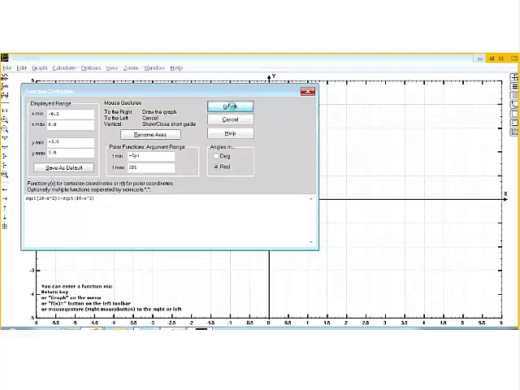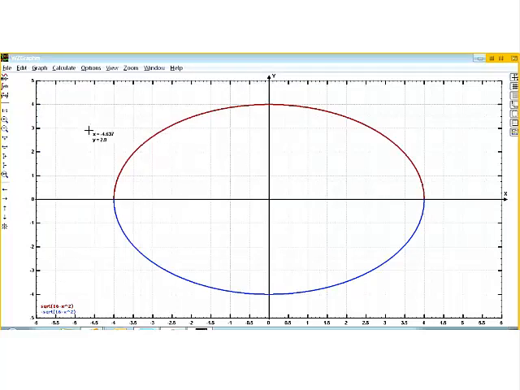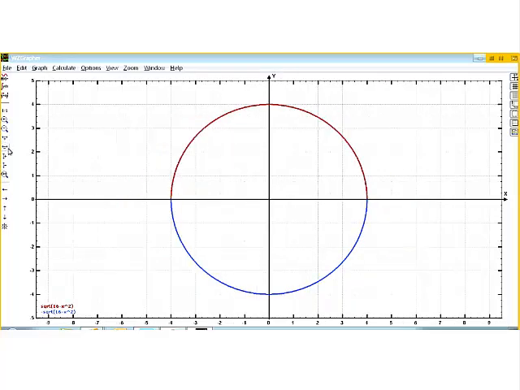Let's see what that looks like. It should look like a circle, and it only looks like an oval because of the way the scale is set. Here you go, now it's a circle. The positive square root is on top, and the blue is the negative square root. Each one separately is a function, but together they're not a function because they wouldn't pass the vertical line test. The red part would pass and the blue part would pass separately, but not together. So it's a circle.